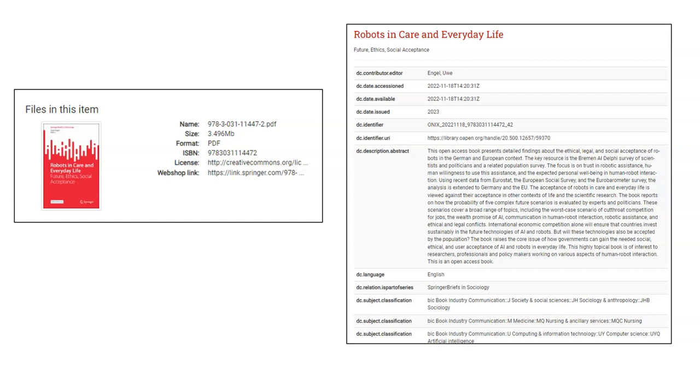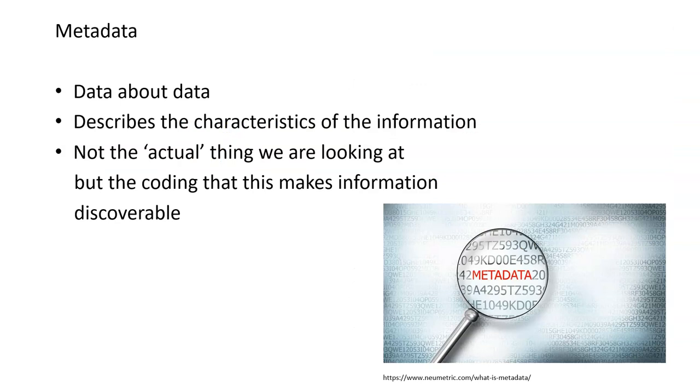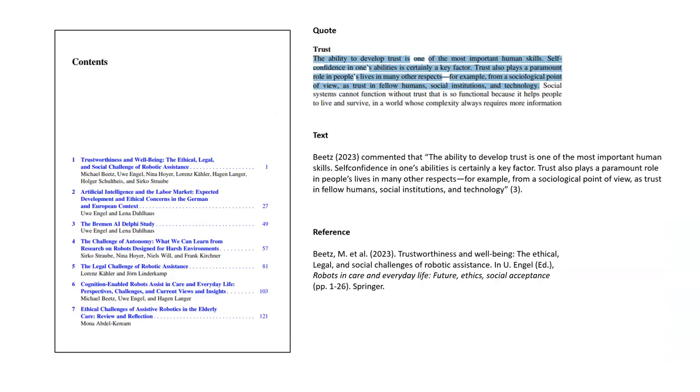Now you discover, find, and describe a particular creative or intellectual work, whether it be a film, a video, books and journal articles all have this sort of metadata as well. And people in libraries, this is what we work with mostly. Metadata, it's data about data. It describes the characteristics of the information. It's not the actual thing we're looking at, but the coding that makes this information discoverable by Google, other search engines, other databases, and resources as well. So metadata is an important computer science concept.